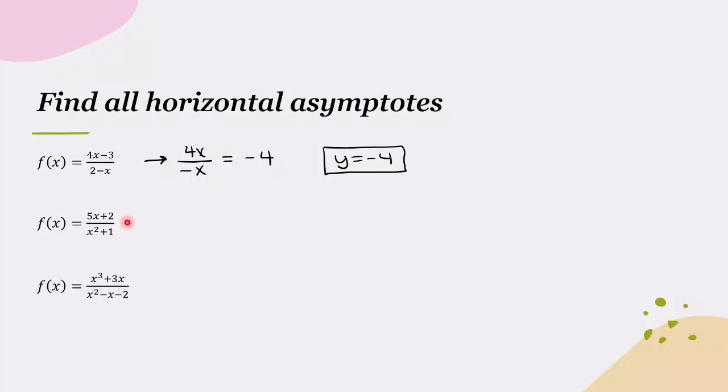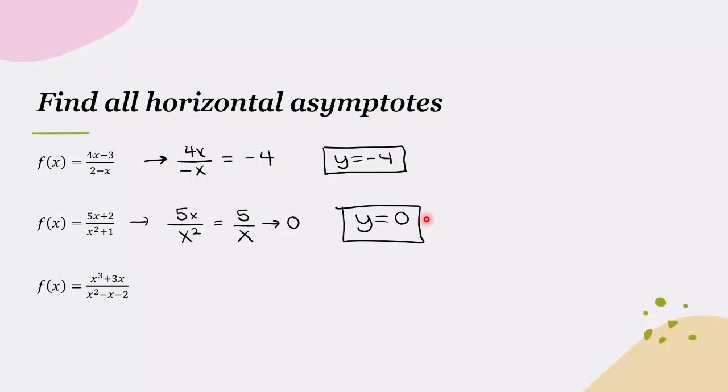Second example, we have the function f of x equals 5x plus 2 divided by x squared plus 1. In this case, the degree of the top is smaller than the degree of the bottom. If I look at those leading terms, 5x divided by x squared, that simplifies to 5 divided by x. If we plug in a really big number for x, that is going to go to 0, and y equals 0 is my asymptote. All right, so anytime the degree of the top is smaller than the degree of the bottom, it's always going to have an asymptote of y equals 0.